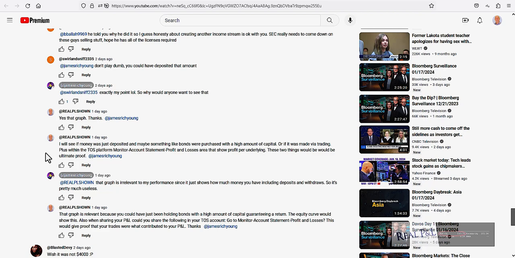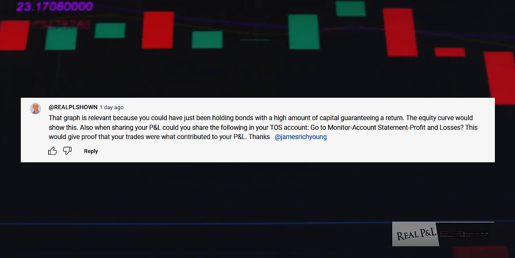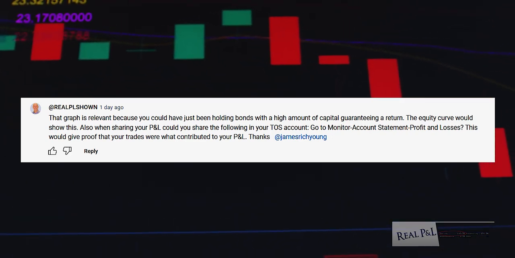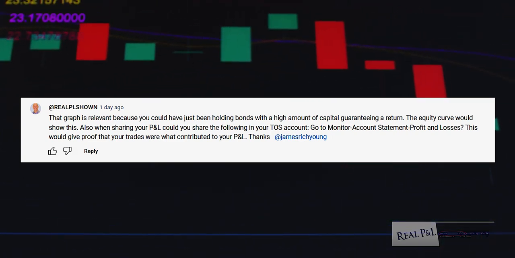So I again said, that graph is relevant because you could have been just holding bonds with a high amount of capital, guaranteeing a return. The equity curve would show this. Also, when sharing your P&L, could you share the following in your TOS account? So this is the third time. Go to monitor account statement, profit and losses. This would give proof that your trades contributed to your P&L.